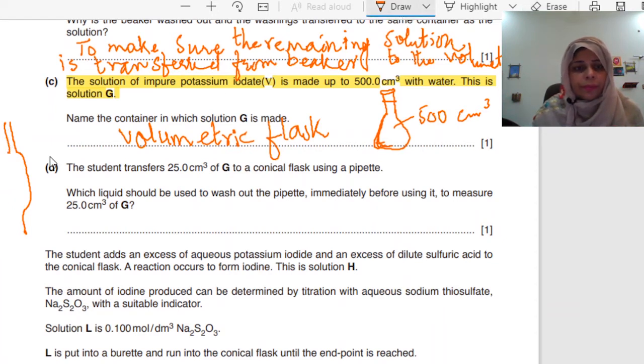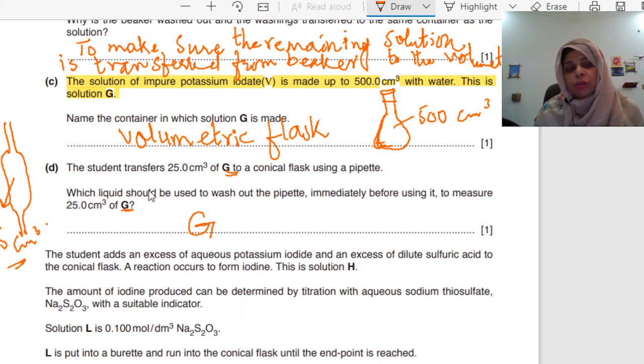To measure 25 centimeter cube of G, which liquid should be used to wash out the pipette? We have to wash out the pipette immediately before using it. Which material should we use? We should use G. Why? Because we don't want any drop of any other liquid in the pipette. So we have to wash it with the solution G, which we have taken here. Alright.